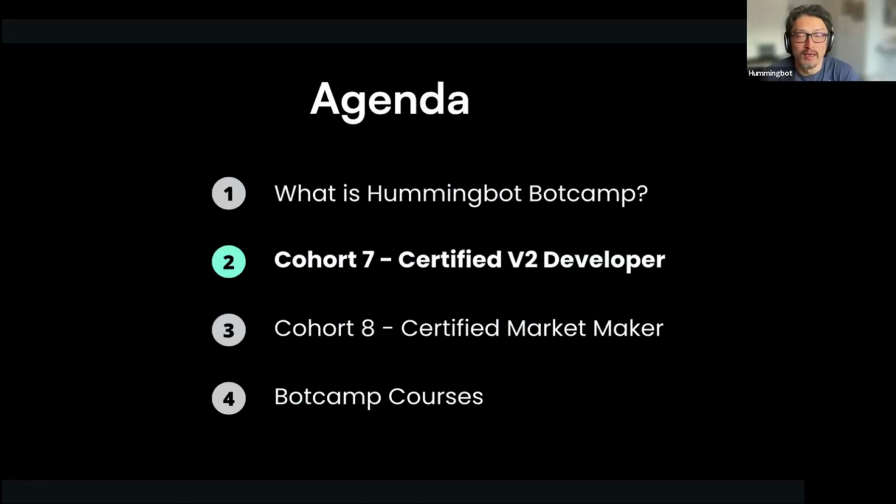So let's go into more detail. Because cohort 7 is only 1 week away, we've done quite a lot of planning in terms of what it will look like. Before I get into the details of the cohort, let me explain what the V2 framework is, why we built it, what it's capable of, and what you'll learn during this cohort.